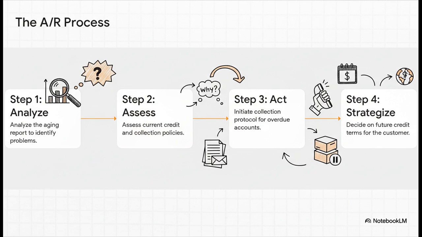Step 3, act. This is about execution. We start a pre-planned collection process. Maybe it starts with a friendly call from their salesperson. Then it escalates to a formal demand letter from finance. It could even mean cutting them off from future credit. And step 4, strategize. This is the most important part. We use this incident to get smarter. Do we need to change our credit terms for Global Tech specifically? Or did this just show us a major flaw in our overall policy that we need to fix for everyone?